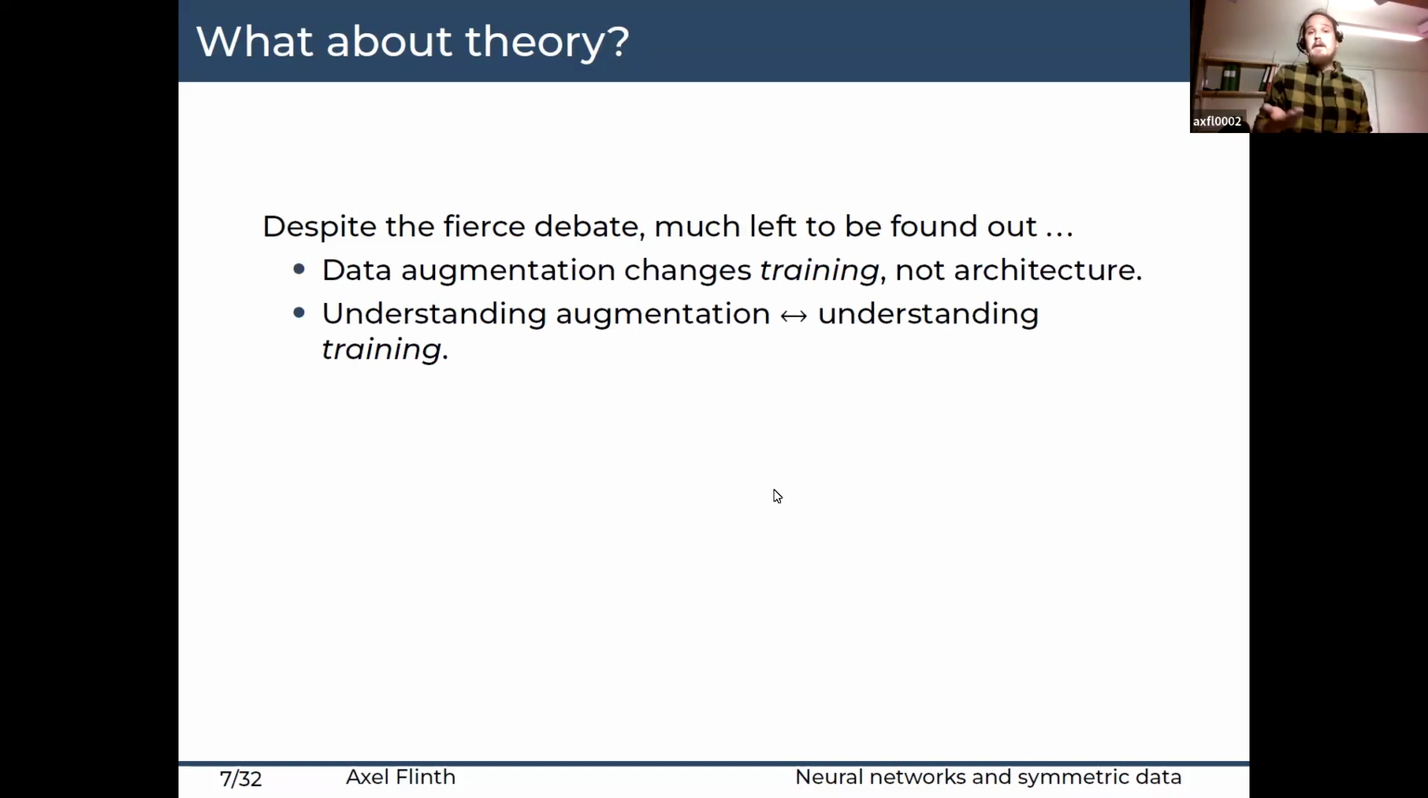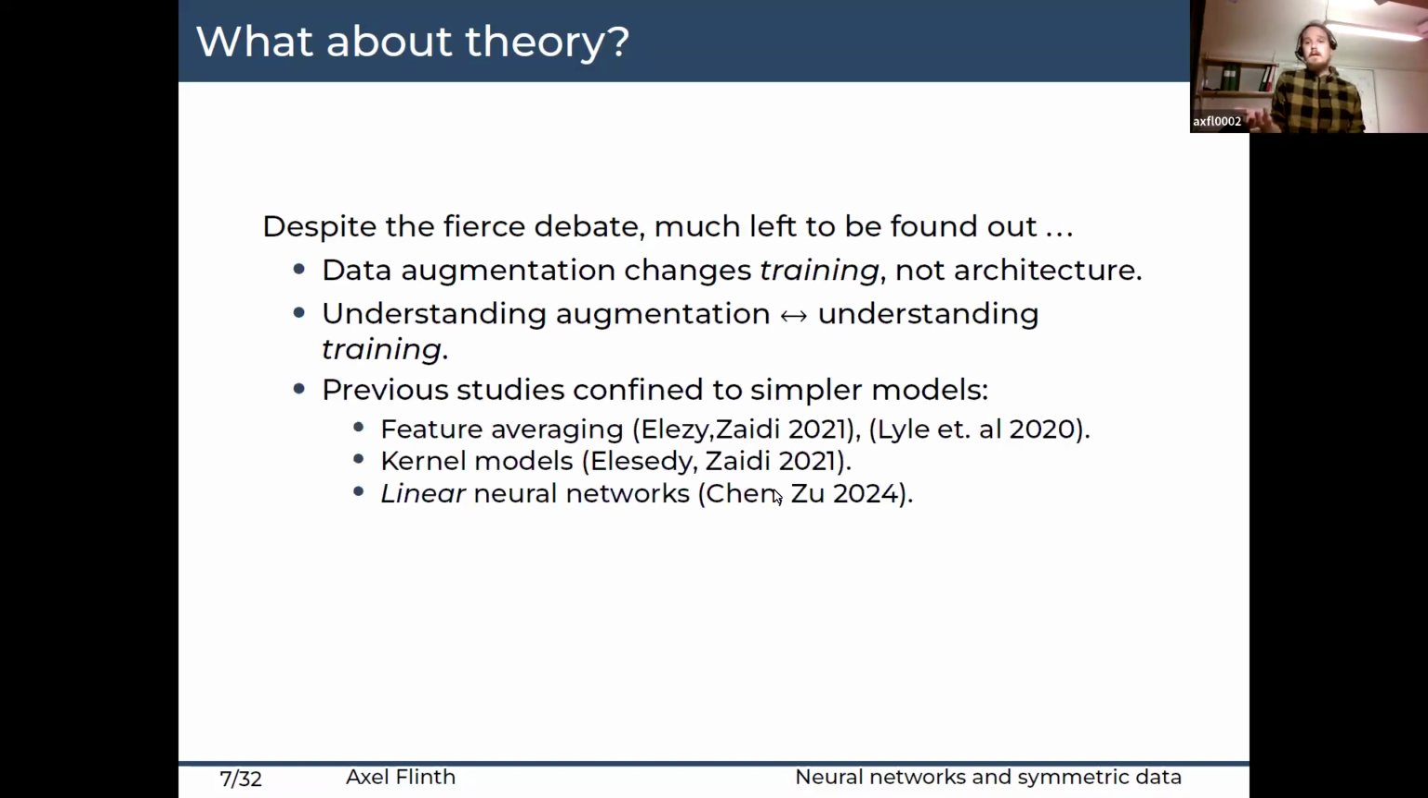And because of many reasons, but I think partly because of this, most studies up until now have been confined to simpler models. There is a wonderful line of work on something called feature averaging. I will explain later what that is, but the main idea is that we take a non-equivariant function and then apply a linear operation to it to make it equivariant. Kernel models have also been considered. These are also linear, and we also have the linear neural networks, so neural networks without non-linearities in them.